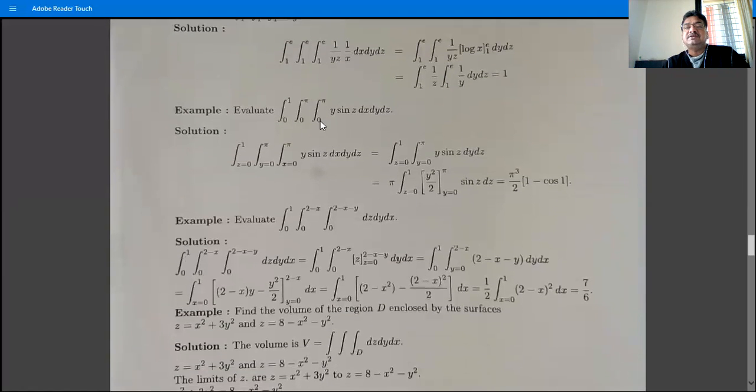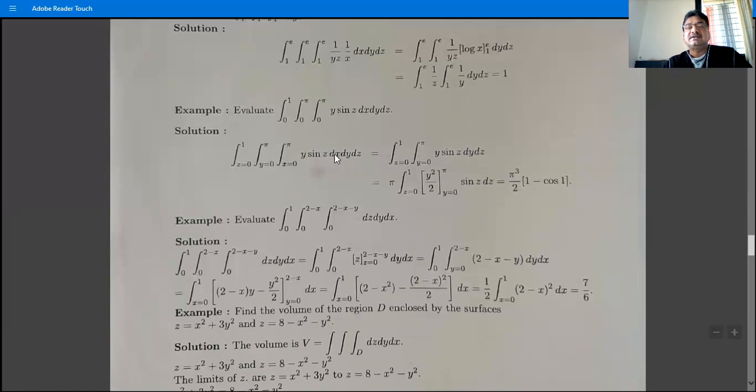Similar problem, integration 0 to pi, 0 to pi, 0 to 1. So in this case, if the limits are constant but different, then follow the order. That is, this 0 to pi is limit on x, this 0 to pi is limit on y, and this 0 to 1 is limit on z. So integrating with respect to x first, y into sine z is constant, so its integration is y into sine z into x, and then value at upper limit minus value at the lower limit, so we get answer pi minus 0, that is pi.